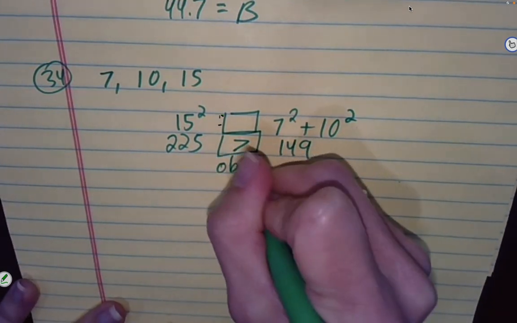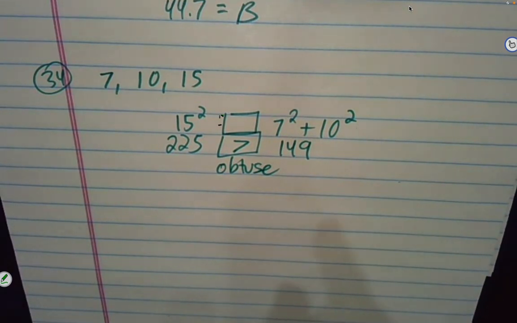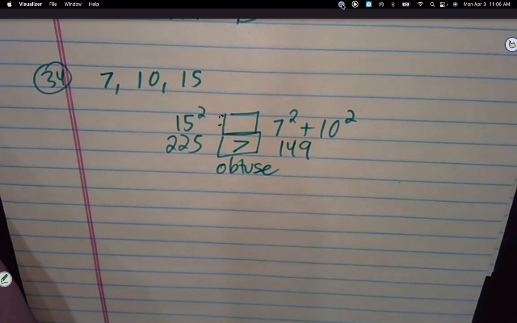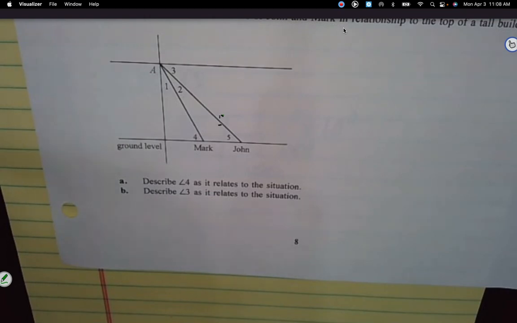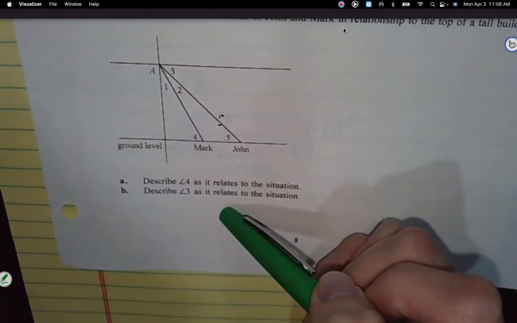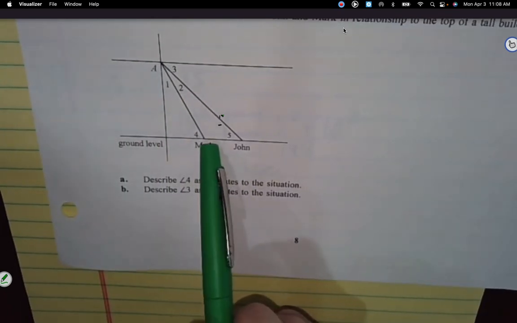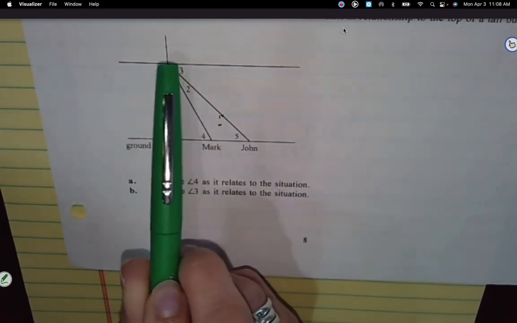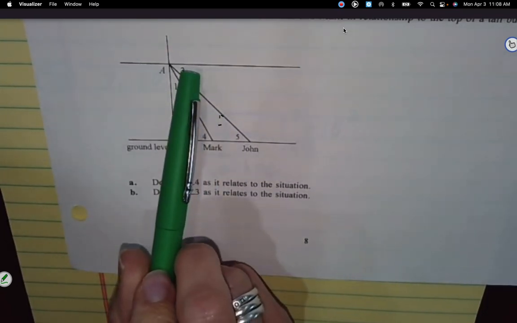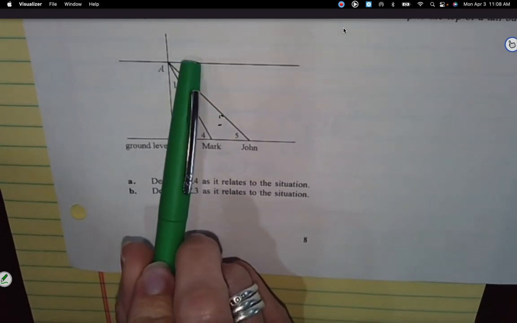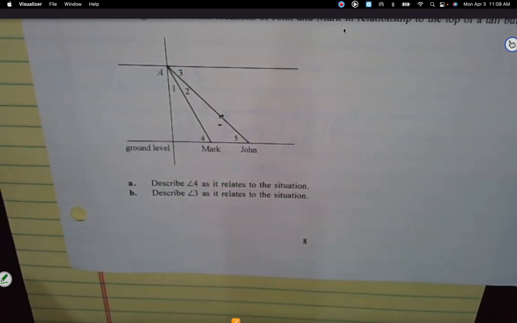So it's an obtuse triangle. Remember, if it was equal, it would have been a right triangle, and if it was less than, it would have been acute. Okay, so on this one it says describe angle 4. It tells me this is the top of a tall building. So angle 4 is the angle of elevation from Mark to the top of the tall building. Angle 3 is an angle of depression from the tall building to John. That's all it is. That's all you're saying on those.